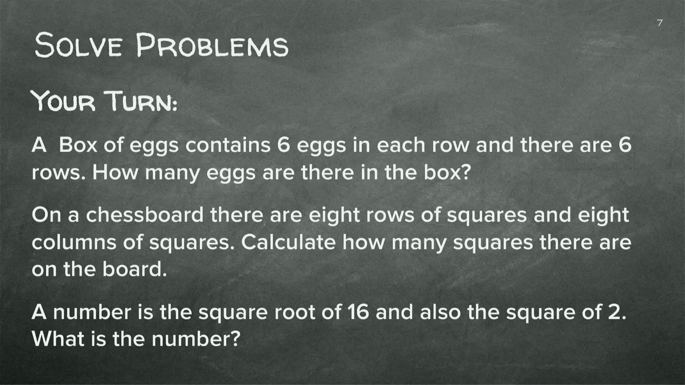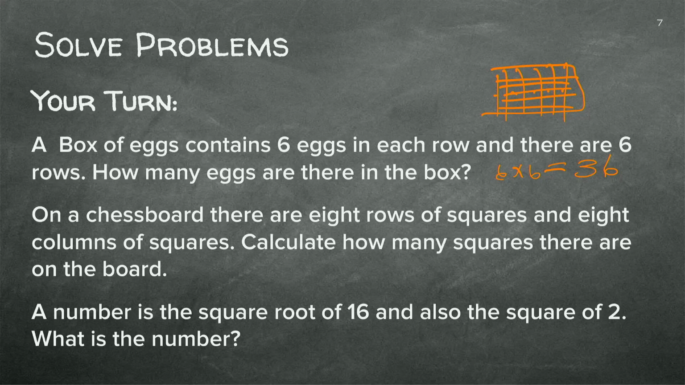A box of eggs. It's always easy to make a little diagram. 1, 2, 3, 4, 5, 6. And 1, 2, 3, 4, 5, 6. 6 times 6. So it's going to be 6 times 6. And our answer is 36. I hope you got that one right.